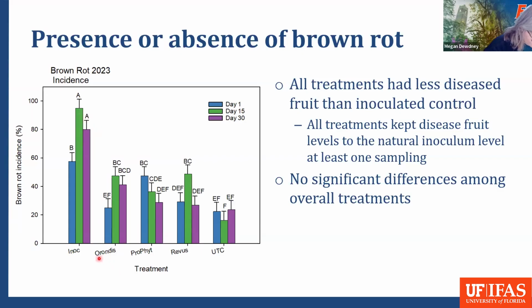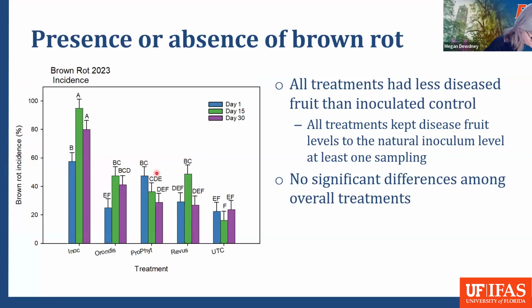Looking at the actual treatments of interest, on the first day after the treatment, we kept the amount of disease with Orondis and Revus down to pretty much the same rate as we had in the untreated control, so the inoculations didn't take effect. Looking at the second two days, you could see the effect of the fungicide is a little bit weaker. We were able to infect these in both Orondis and Revus. I'm not sure why. We got a little bit more disease on that second day, day 15.